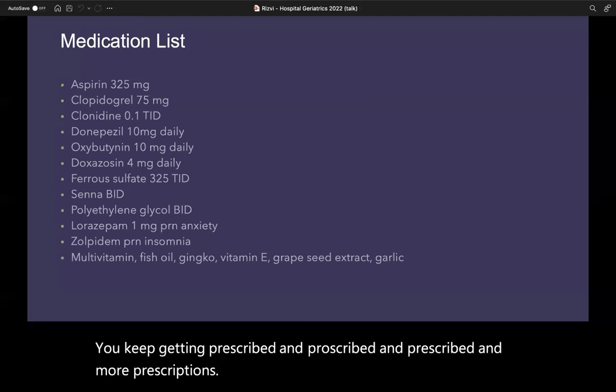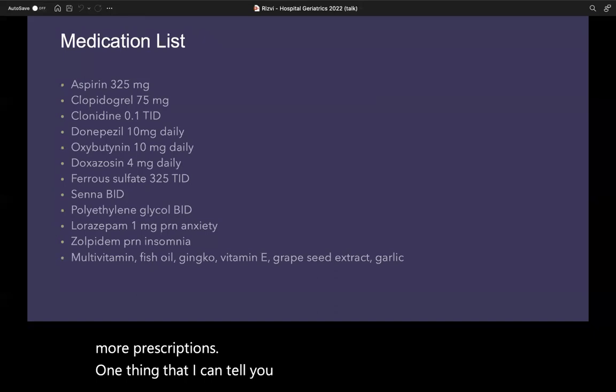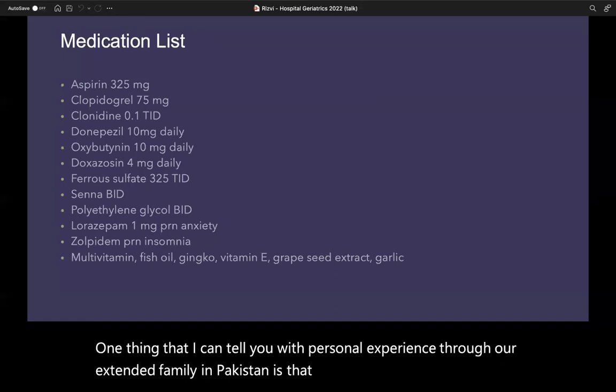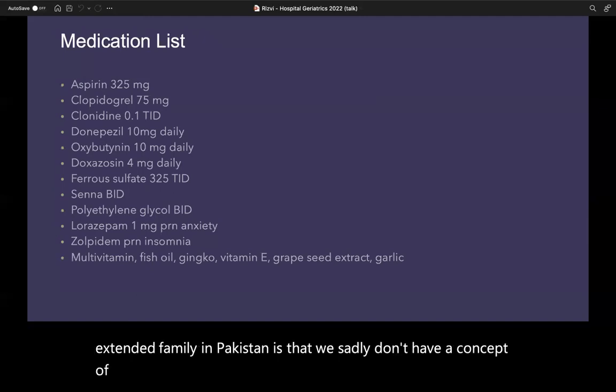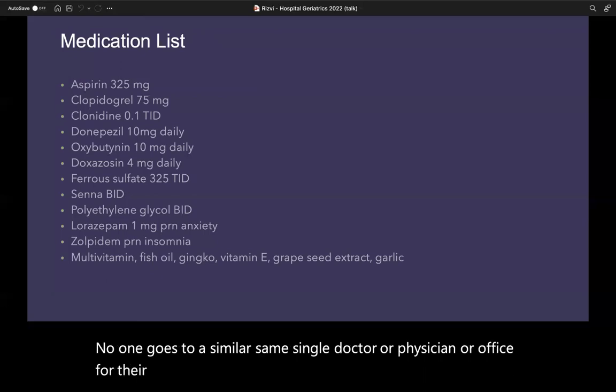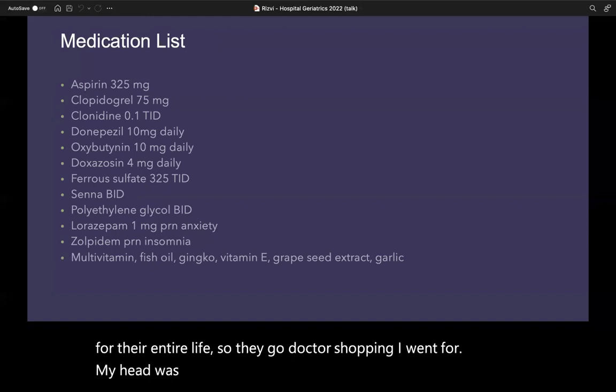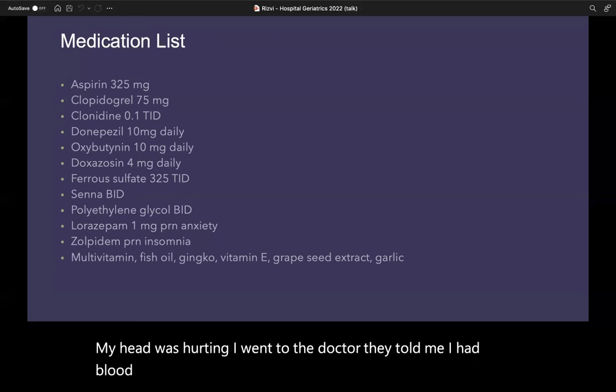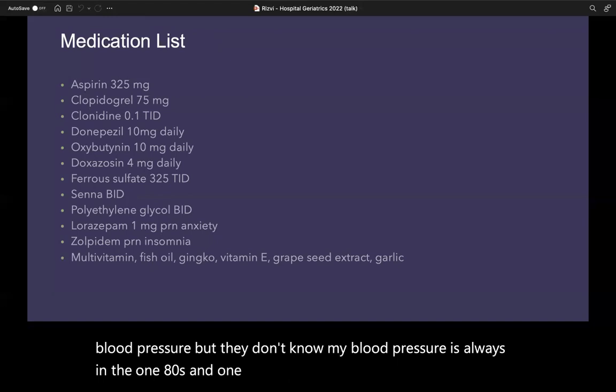One thing that I can tell you with personal experience through our extended family in Pakistan is that we sadly don't have a concept of continuity of care, meaning that no one goes to the same single doctor or physician or office for their entire life. So they go doctor shopping. I went, my head was hurting, I went to the doctor. They told me I had blood pressure, but they don't know. My blood pressure is always in the 180s and 160s. So that's normal for me.